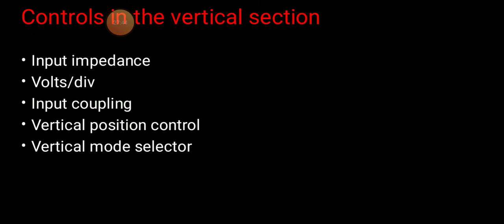Last one, fifth one, vertical mode selector. The vertical mode is a rotary switch used to select one of the following vertical operating modes: channel A, channel B, alt, chop, add, XY. All these buttons are available on the front panel of the CRO in your laboratory.